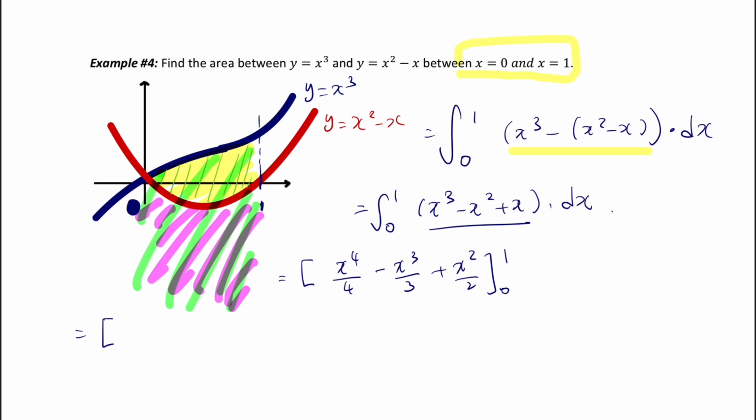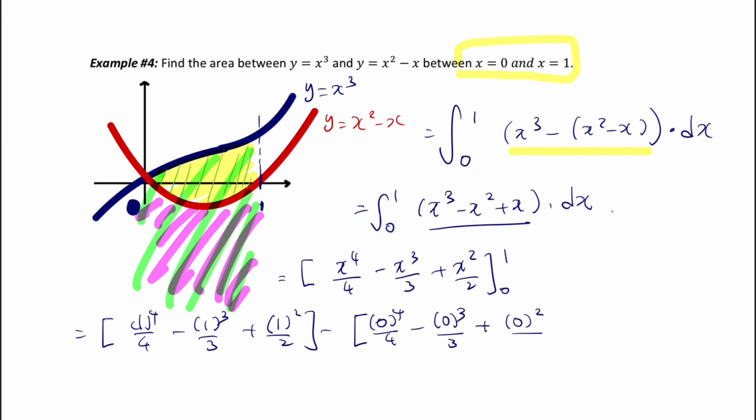1 to the power 4 over 4 minus 1 to the power 3 over 3 plus 1 to the power 2 over 2, minus 0 to the power 4 over 4 minus 0 to the power 3 over 3 plus 0 to the power 2 over 2. Then this gets simplified into 1 over 4 minus 1 over 3 plus 1 over 2 minus 0, and the final answer is 5 over 12.